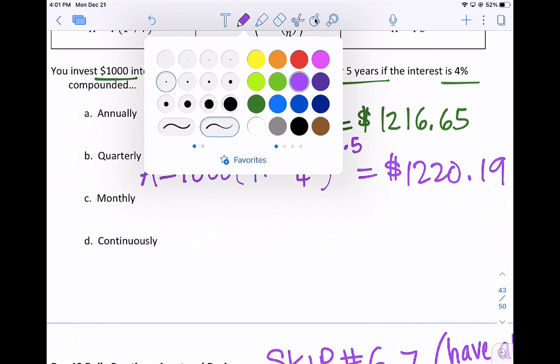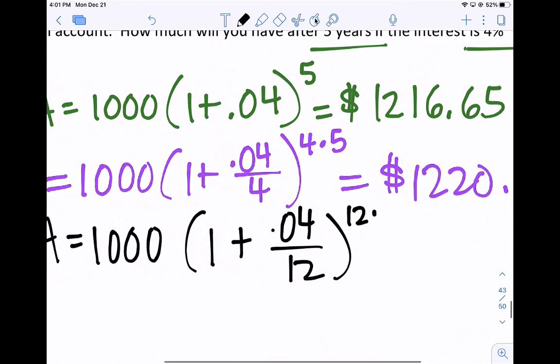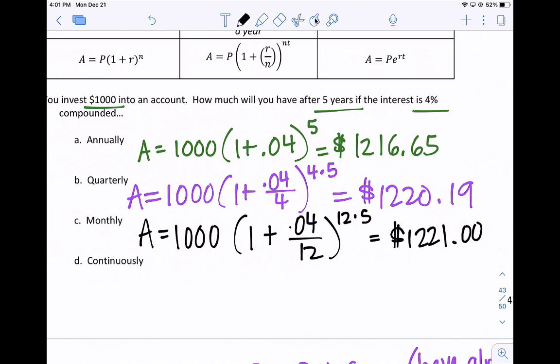Okay, how about monthly? So the only thing that's going to change is the number of times we divide it per year. So 0.04 divided by 12, and then it will be 12 times 5. All right, so I'll type that in. Okay, and I get 1220.99, almost 1221, I guess, if I round up because it's 9965. So I'll round up to about 1,221. So monthly is less than $1 more than quarterly.